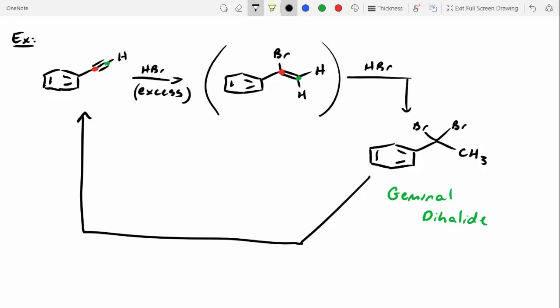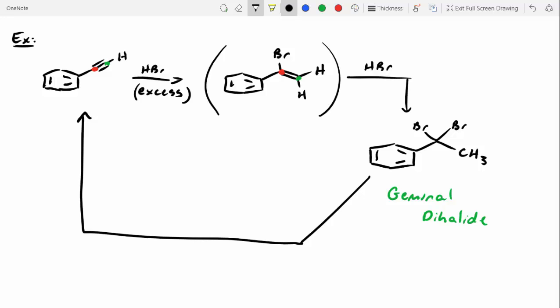Let's think about this. We've got a haloalkane. We've got a good leaving group on there. What sort of reaction could get us back to the double bond? Yeah, an elimination reaction, and then we could push it one step further all the way back to the alkyne.